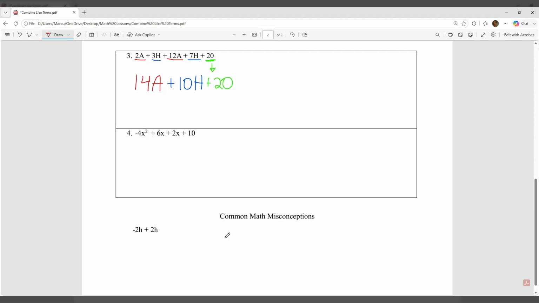Welcome back, everyone. Now we're going to go over question number 4. So notice that negative 4x squared is pretty much alone here. There's no other term that has x squared. So you just heard the word term. Whenever you have something like this, that's called a term. Terms are separated by a plus or a minus sign. So here we have one term, we have another term, and another term. So negative 4x squared is the only term that has x squared. So we're going to bring it down.